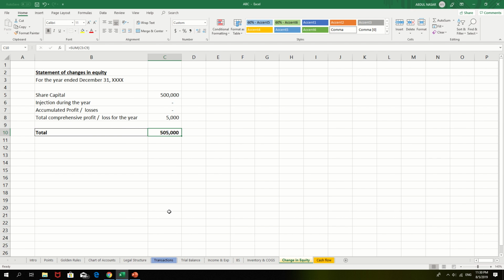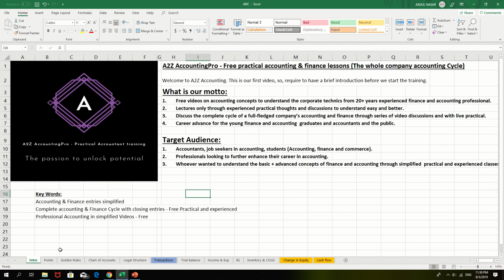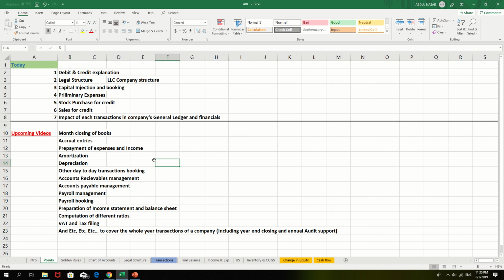Now this is just a brief introduction about what we are going to do. The preliminary expenses we have yet to discuss. It's nothing, just book the preliminary expenses, and if the expenses were paid by the partners, you need to debit the preliminary expenses and credit the partners' current accounts. All these things we will be discussing in the coming videos also.